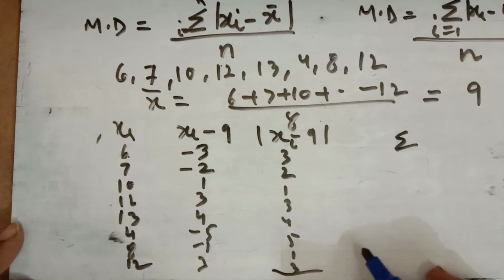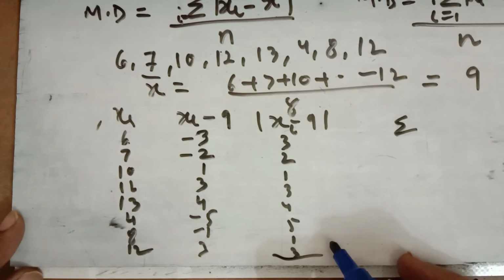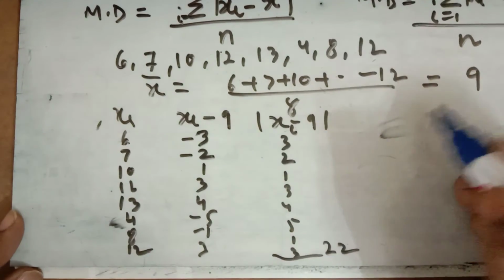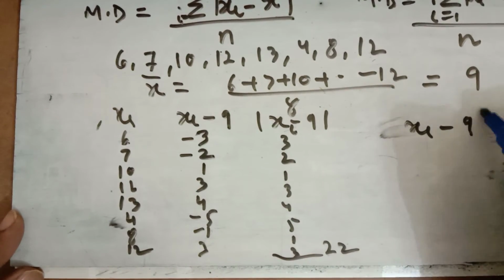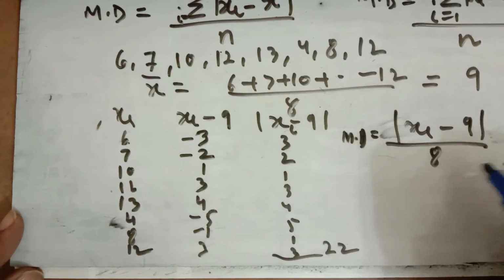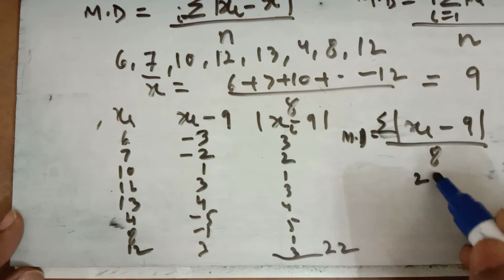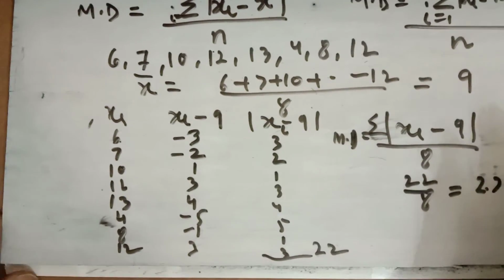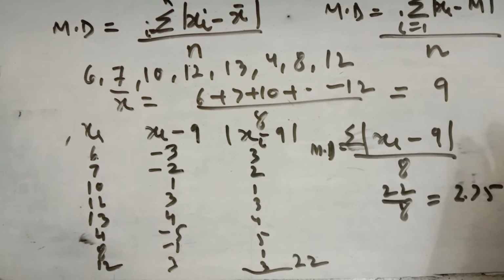The sum of this is coming out to be 22. So mean deviation about the mean is the sum of mod of xi minus 9 upon the number of observations, that is 22 upon 8, which is coming out to be 2.75. So this is the mean deviation about the mean.